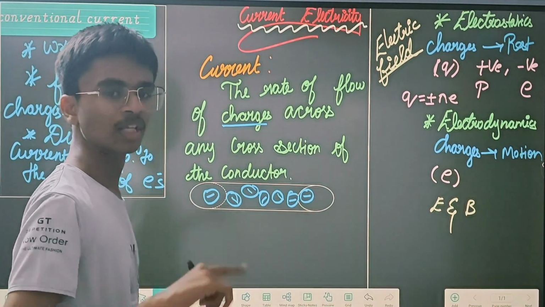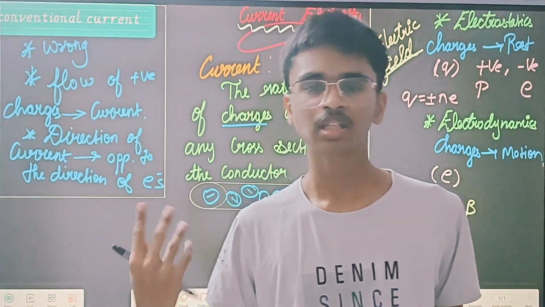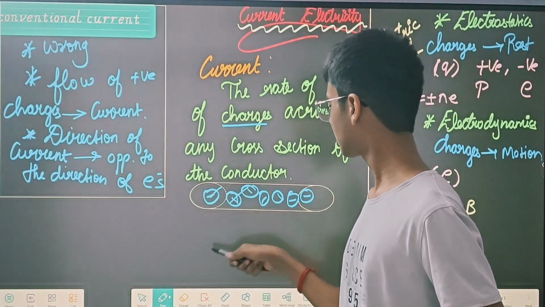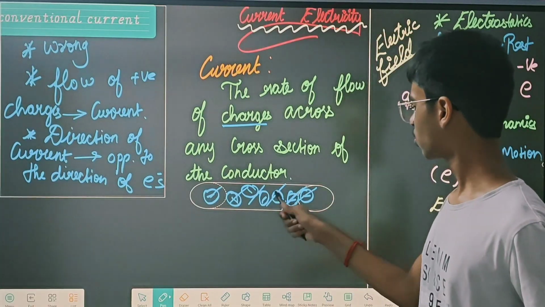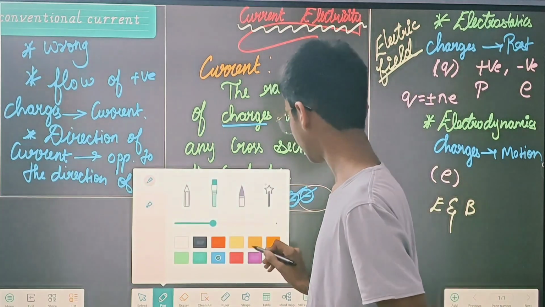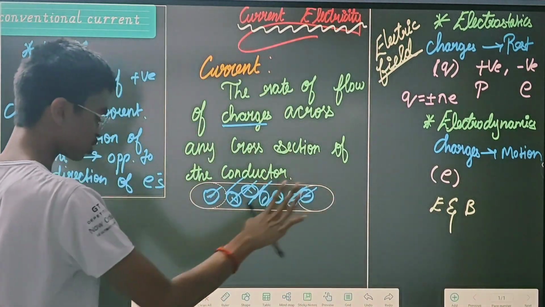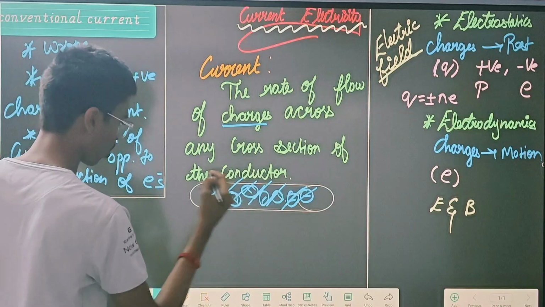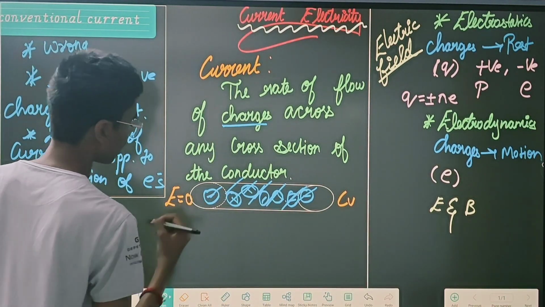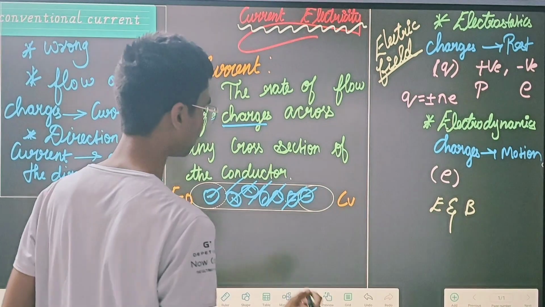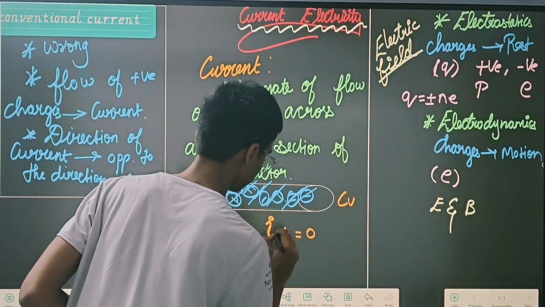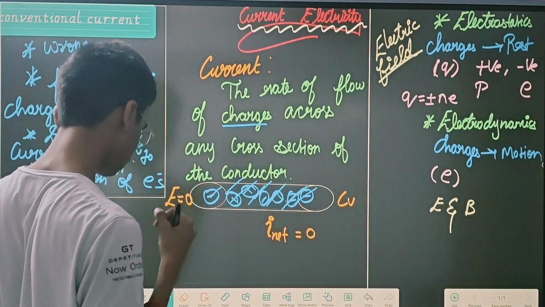So this is how it is going to be. Each and every electron will have its own direction. They will be going in different directions, so each will cancel the others' effect of current. This phenomenon happens only if there is no external electric field applied to this particular rod. Let us assume that this rod is copper, and there is no external electric field applied to it. Then the total net current will be equal to 0.